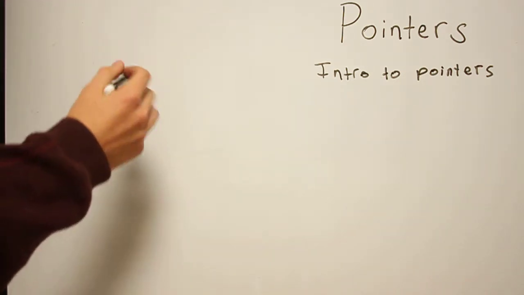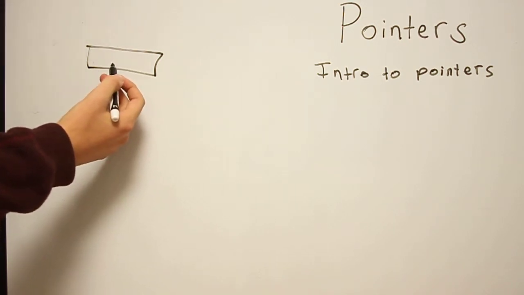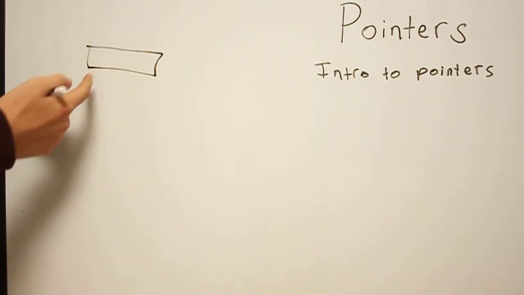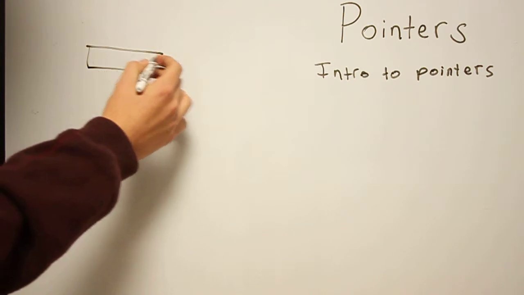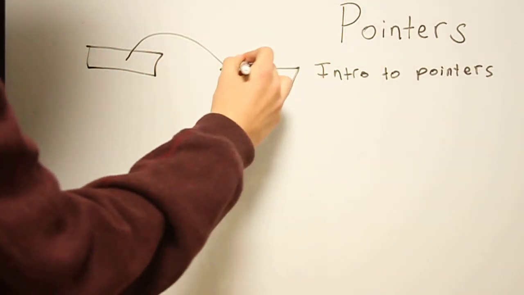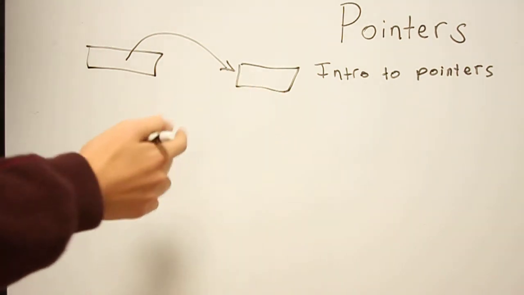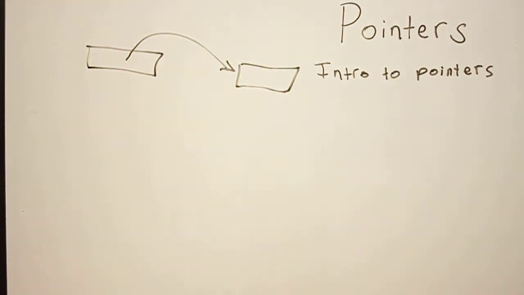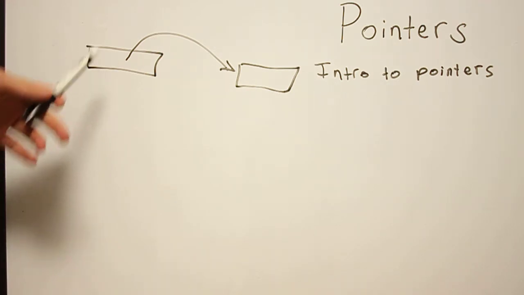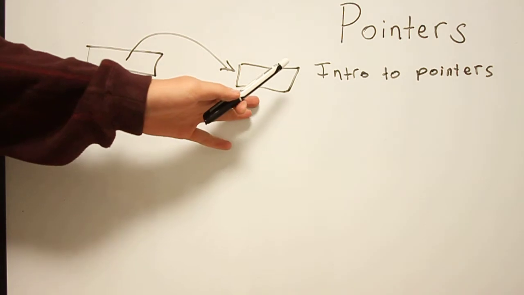So let's visualize our pointer like this, right? We have this variable here. I'll represent it by a box. Instead of putting a value inside it, I'll instead have this arrow. The arrow represents that the pointer is pointing to this other value, which is somewhere else out in memory. So this variable contains a pointer that goes to this variable.